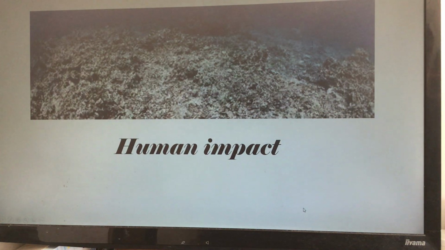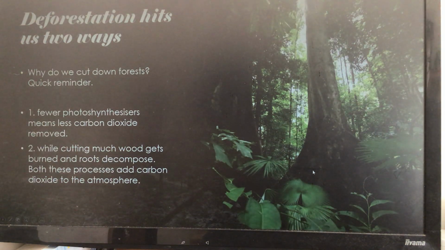So how do humans impact? I've picked that picture, it comes on a bit later, and again that would be a coral reef that due to ocean acidification has just been deformed and dissolved literally. Okay, so the human impact starts with deforestation. Quick reminder, we do cut down forests not only to make furniture and have firewood, but also to have the land to do farming on it, agricultural purposes.